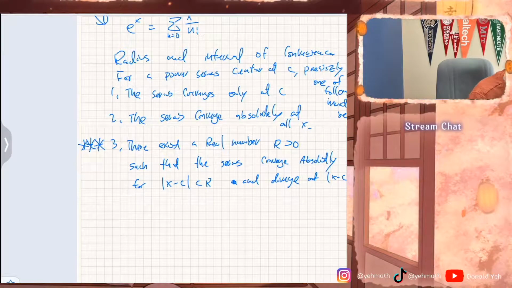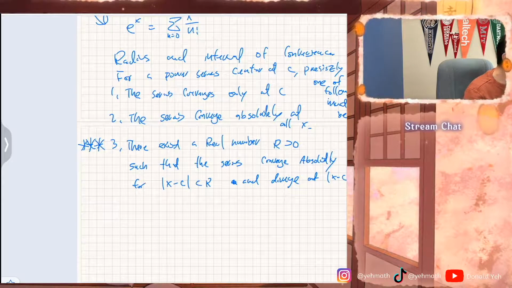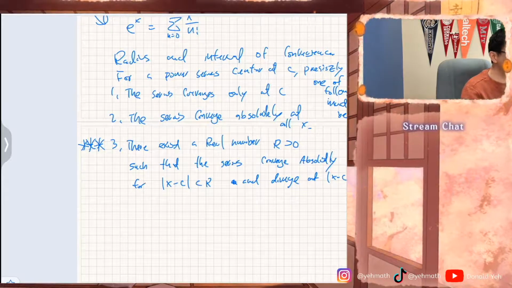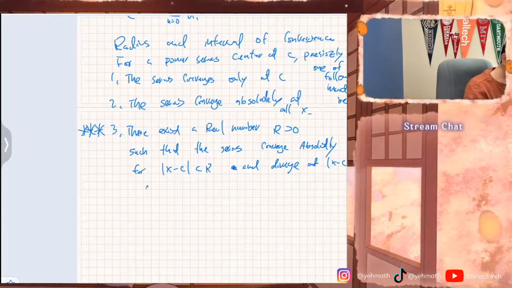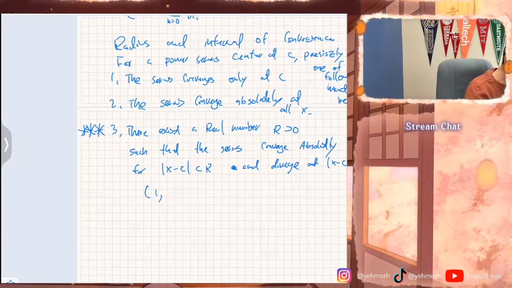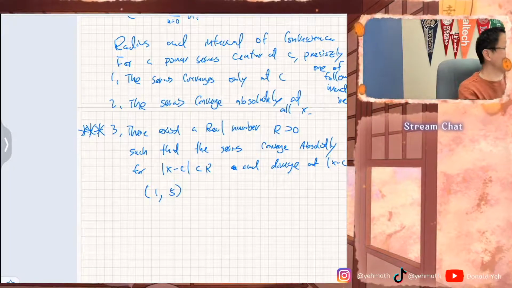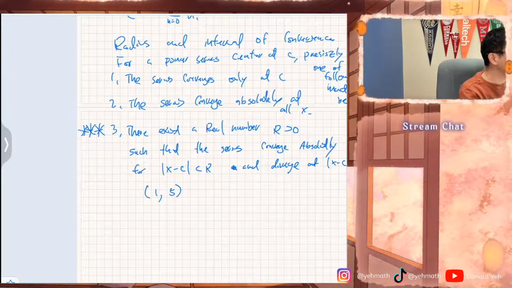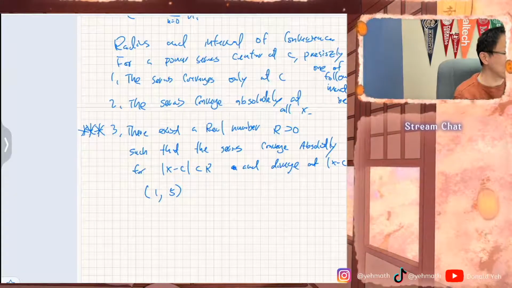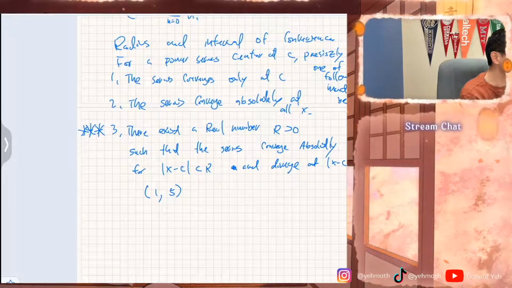Now let's talk about a little bit of that. Let's say I want to represent this function, and the convergence interval is between 1 to 5. Any number between 1 and 5 that I insert here, the series is always going to converge. That's called the radius of convergence.